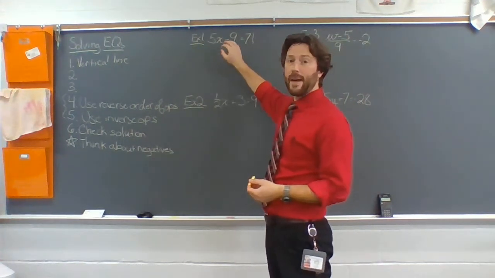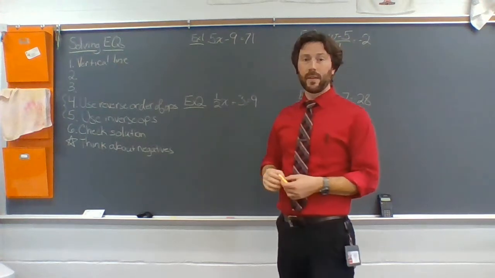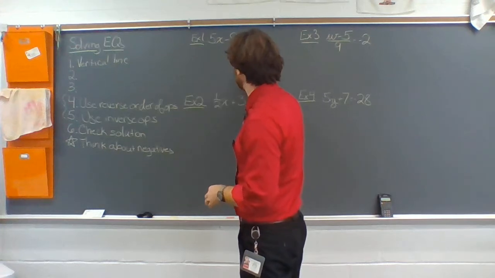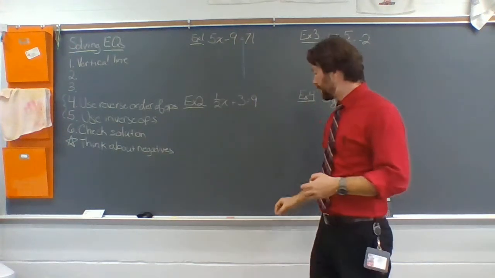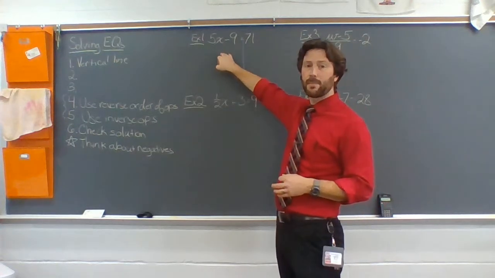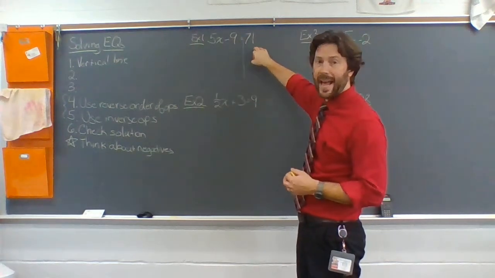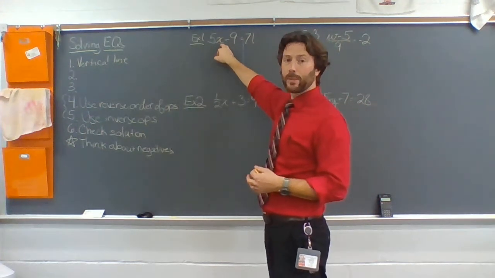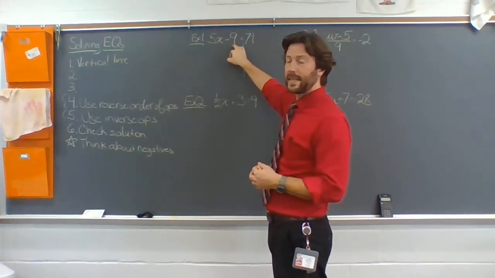So I've got 5x minus 9 equals 71. So the very first thing I want to do before anything else, I want to draw that vertical line through the equal sign. And that's going to help me keep this equation balanced. Because now I know whatever I do to get that x by itself, I also need to do the exact same thing over here. So this x is being multiplied by 5, and then they're subtracting 9.